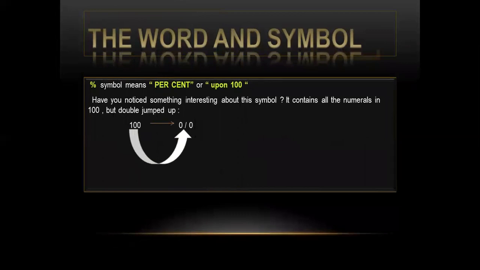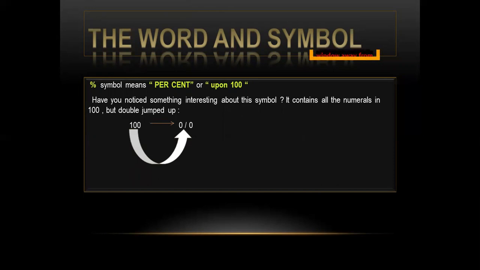Now question 2. In question 2, write each fraction as a percentage using the special symbol. It means that we do the steps like we have done in question 1, but here we write the special sign of percentage. This symbol means percent, or upon 100. Upon 100 means 100 will be in the denominator.